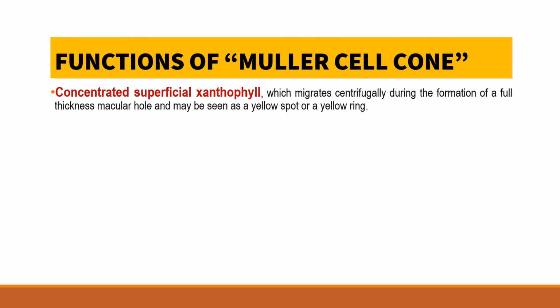There are a lot of functions of the Muller cells present in the Muller cell cone. First is that a lot of xanthophyll is concentrated in that Muller cell cone area, right? So with time, and because of the traction element, these xanthophyll elements are going to migrate centrifugally, that means away from the umbo like this, and that will give you the appearance of the yellow spot and yellow ring that you see in the Gass classification, which you are going to see in a while. Right, so just remember that the Muller cell cones have lots and lots of concentrated superficial xanthophyll.